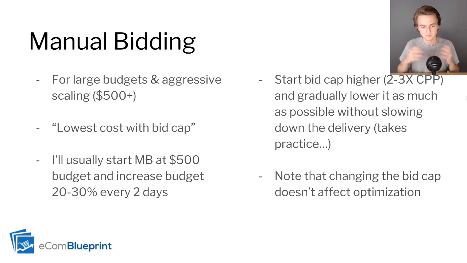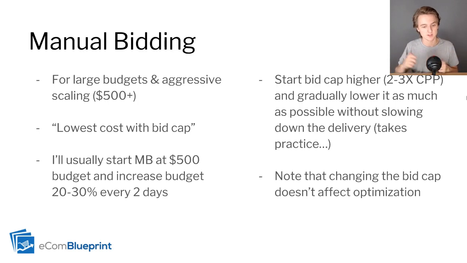And so you can use a bid cap, and usually the only time it's useful with lower budgets is if you're really trying to squeeze the lowest cost per purchase possible. So if you put a really low bid cap, Facebook is just not going to spend a lot on that audience, but sometimes you'll be able to get a few sales. And so that's one way you can do it as well. But what I like doing is starting manual bidding at a $500 budget and then increasing the budget 20 to 30% every 2 days, just increasing, not duplicating.